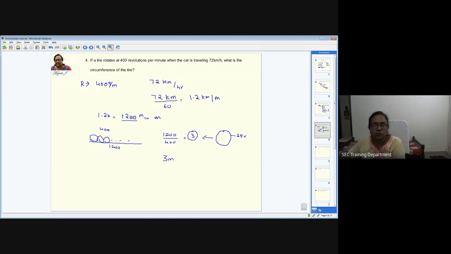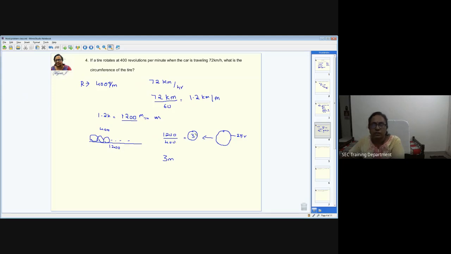Okay. So this 1,200 meters it is going to cover in 1 minute. And also it is said that it is going to make 400 revolutions per minute. So that means in 1 minute, it is going to cover 1,200 meters, and it is going to make 400 revolutions. So one revolution is 1,200 by 400, and that is going to give you how much distance? 3 meters. So 3 meters is going to make one revolution. So when it makes 400 revolutions, it is going to cover 1,200 meters.